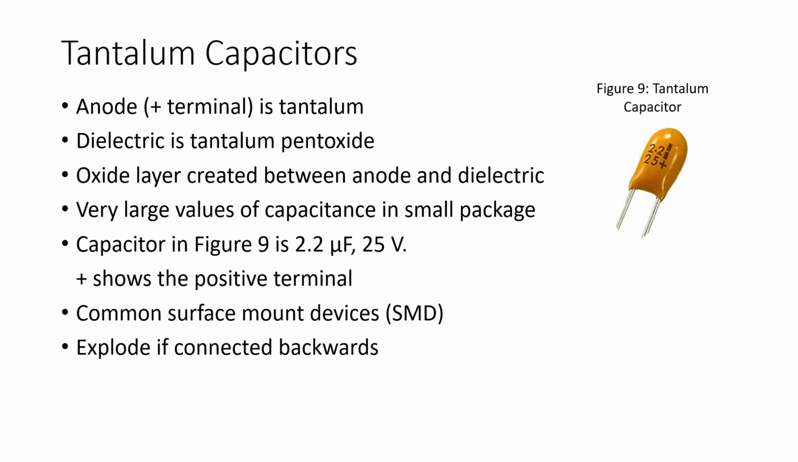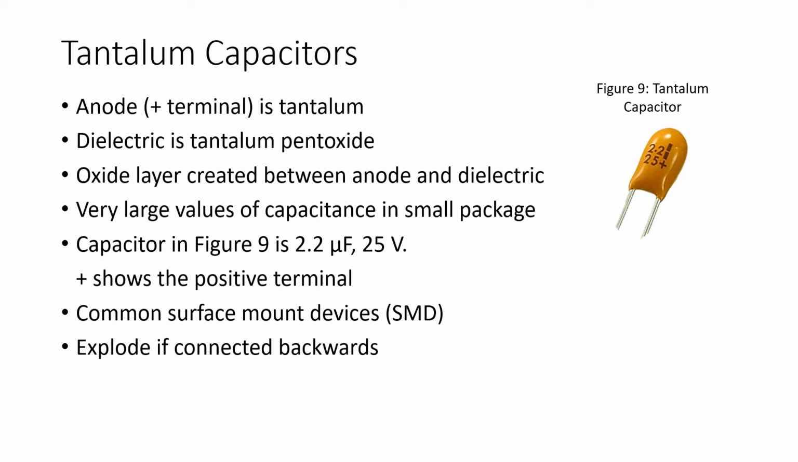Now, the other type of polarized capacitor that you'll encounter is a tantalum capacitor. The construction of these capacitors is that the anode terminal is connected to a layer of tantalum. Tantalum is just a metal. And then the dielectric is constructed with tantalum pentoxide, which is just a mixture of powdered tantalum and oxygen molecules. And what this does is create an oxide layer between the anode and the dielectric, which allows us to have extremely large values of capacitance in a very small package.